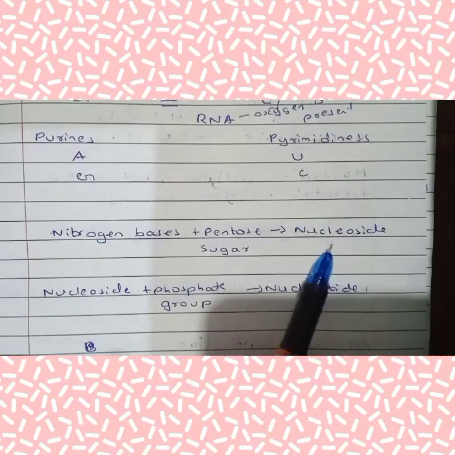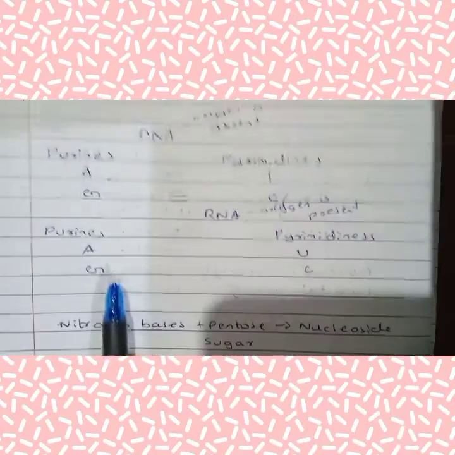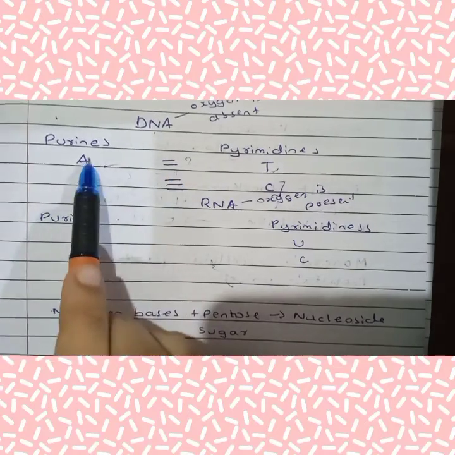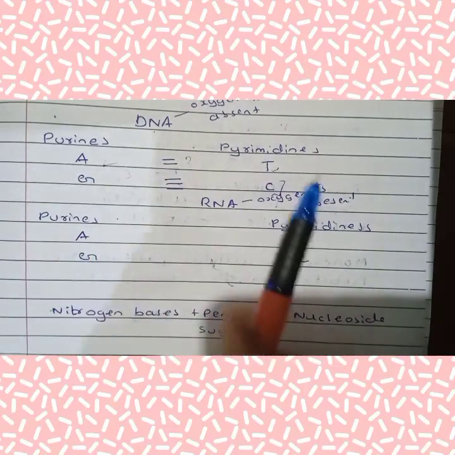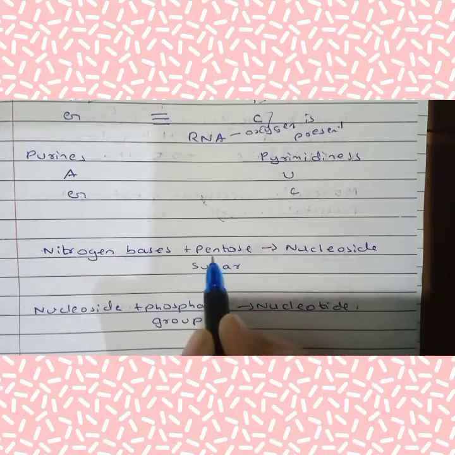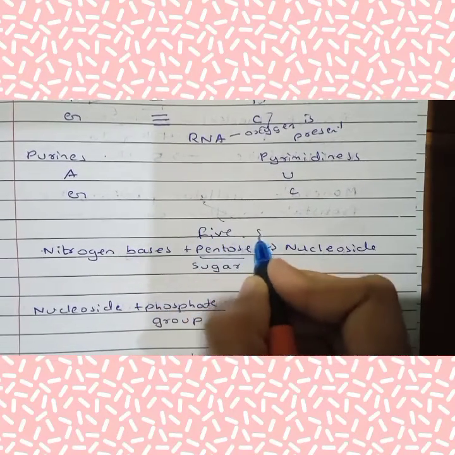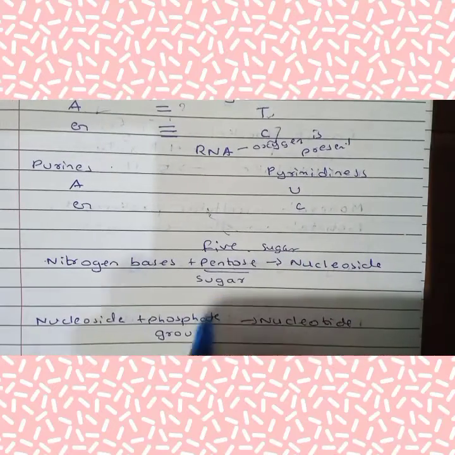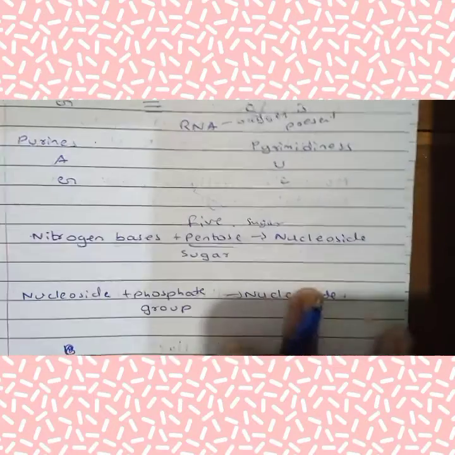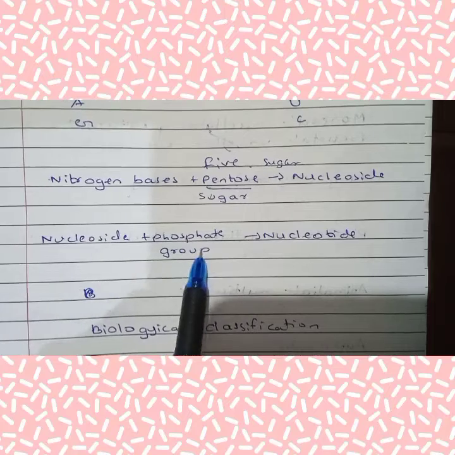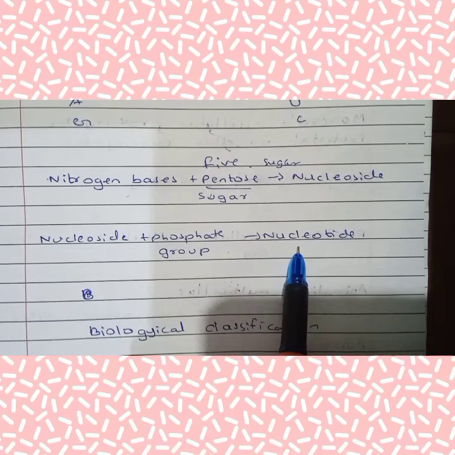Now let's study nucleoside. Nucleoside is nothing but nitrogen bases and pentose sugar. What are nitrogen bases? These, A, G, T, C, the purines and pyrimidines, are nothing but nitrogen bases. Now what is pentose sugar? It means a 5 carbon sugar molecule. When we combine nitrogen bases with pentose sugar, it forms nucleoside. Now when we combine this nucleoside plus a phosphate group, it gives nucleotide.